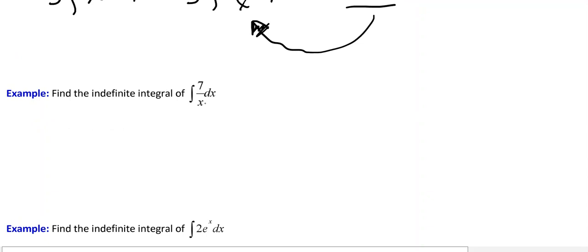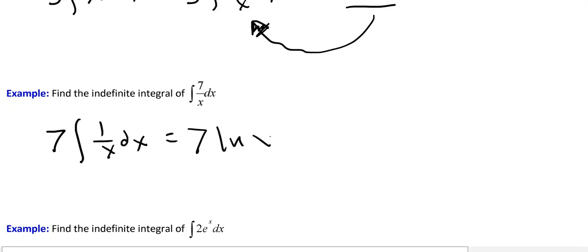With this one, let's bring the 7 out. And once you bring the 7 out, you see that you have a 1 over x dx, which is clearly another example of this log rule. 7 times the natural log of x plus c.